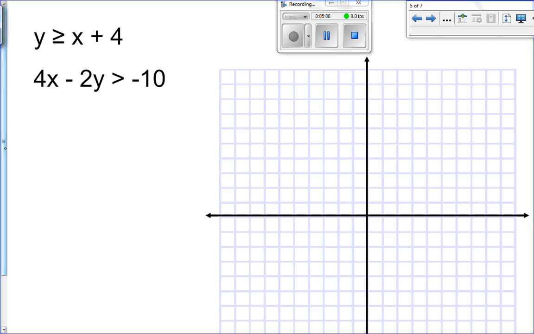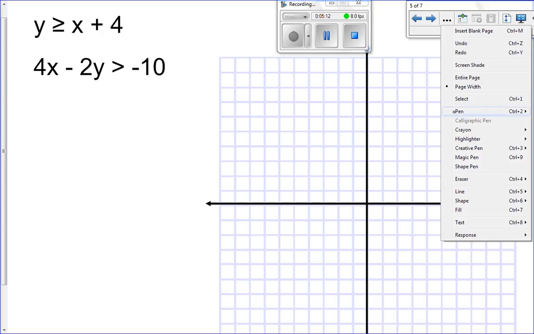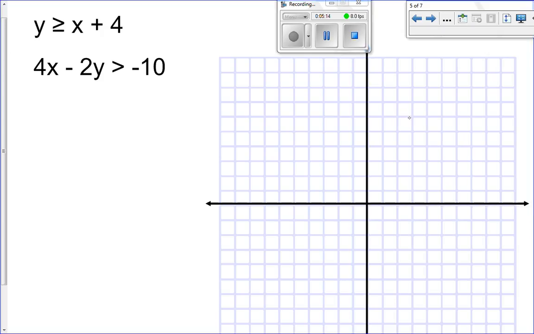Sometimes when we're solving these problems, we have to put them in slope-intercept form. By putting them in slope-intercept form, it's going to make graphing linear inequalities much easier. So, 4x minus 2y is greater than negative 10. Let's solve this for y, because remember, it's got to be y, and then your inequality sign, then your x variable, and the y-intercept.